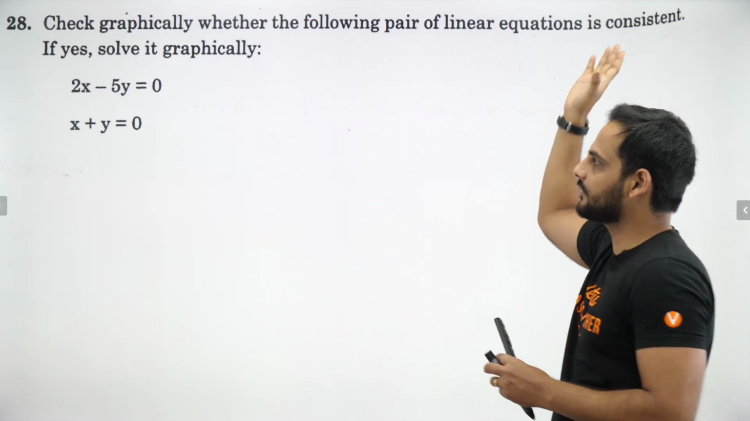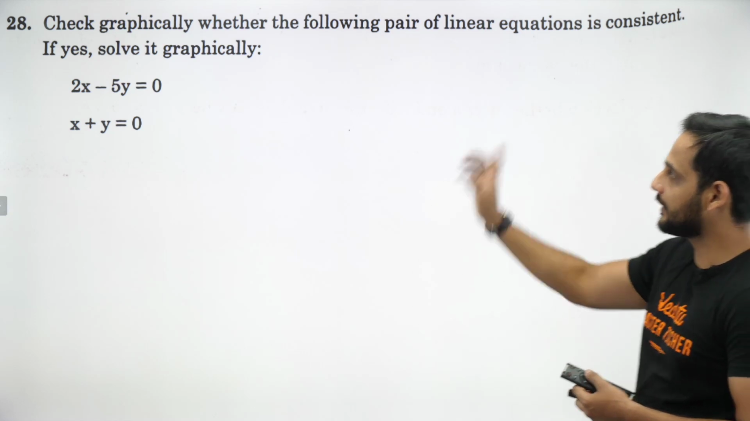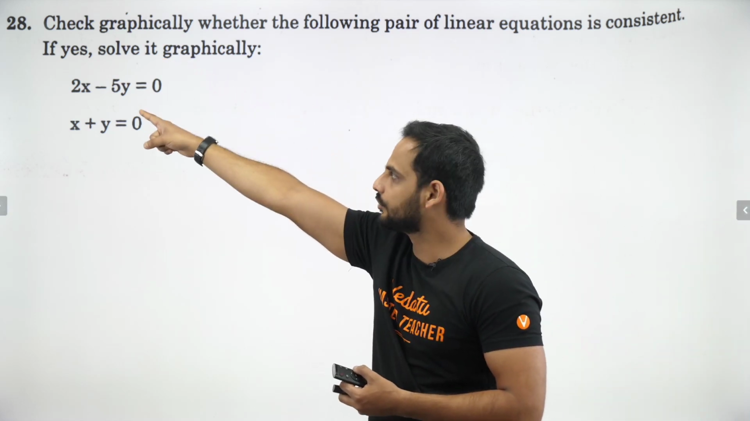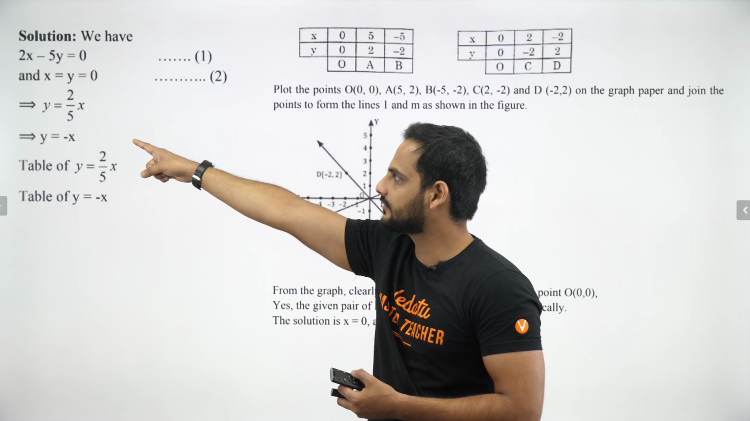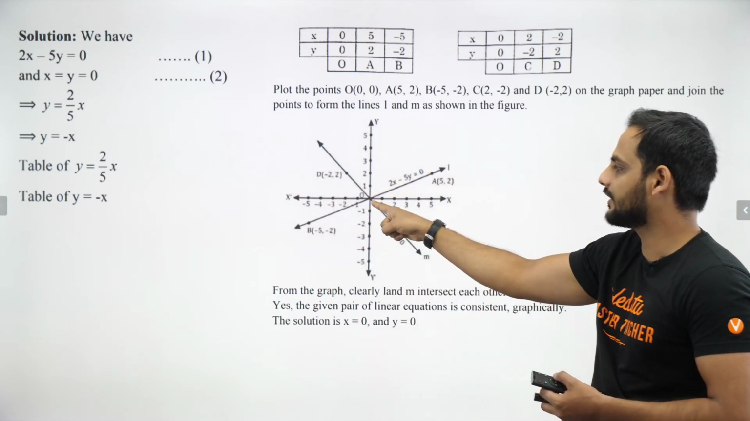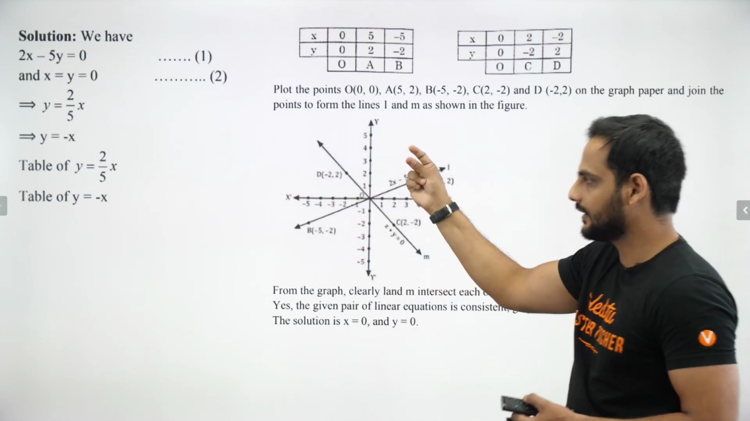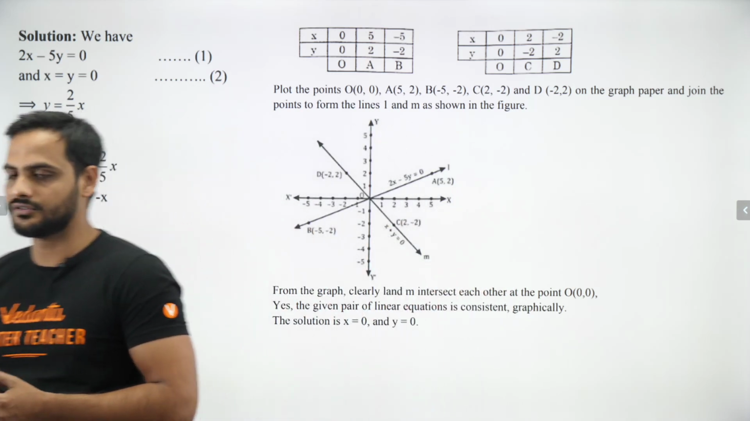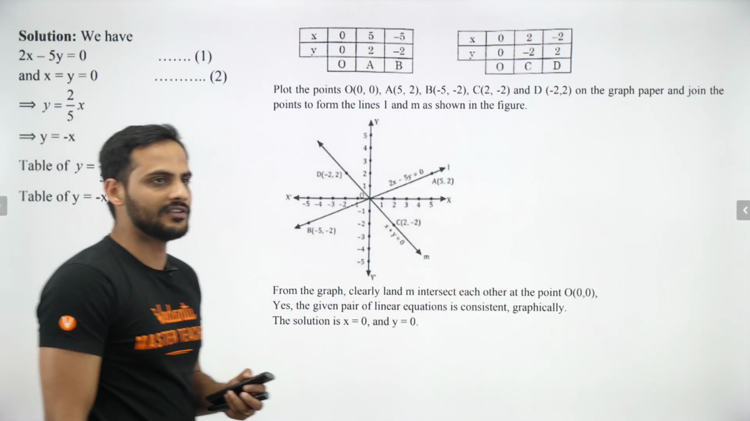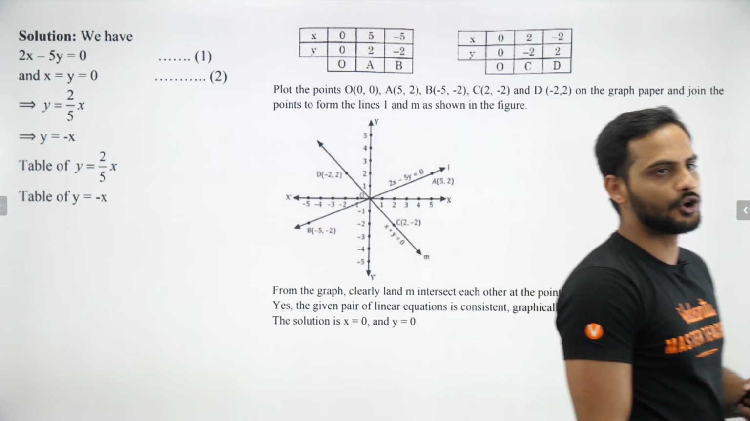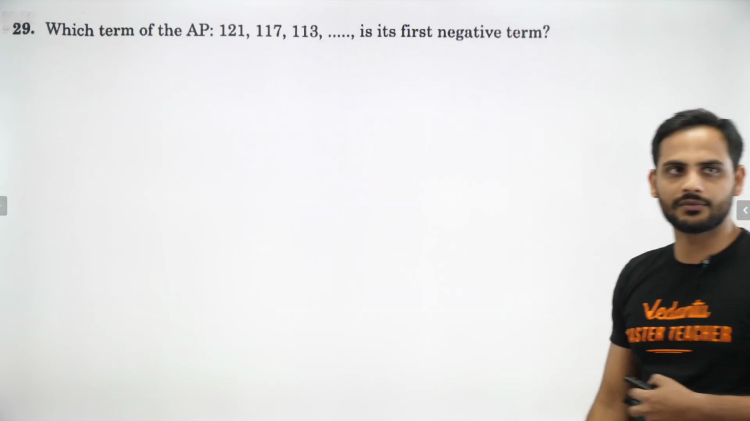So here they are asking you just consistent, तो बस तुम लोग क्या करोगे, but they are saying check graphically. So draw the graph for this line, draw the graph for this line. तुम लोग देखोगे both the lines are intersecting at point origin. So you will say कि हाँ sir they are consistent because there is a solution and the common solution is 0, 0. Okay, let's move to the next question.